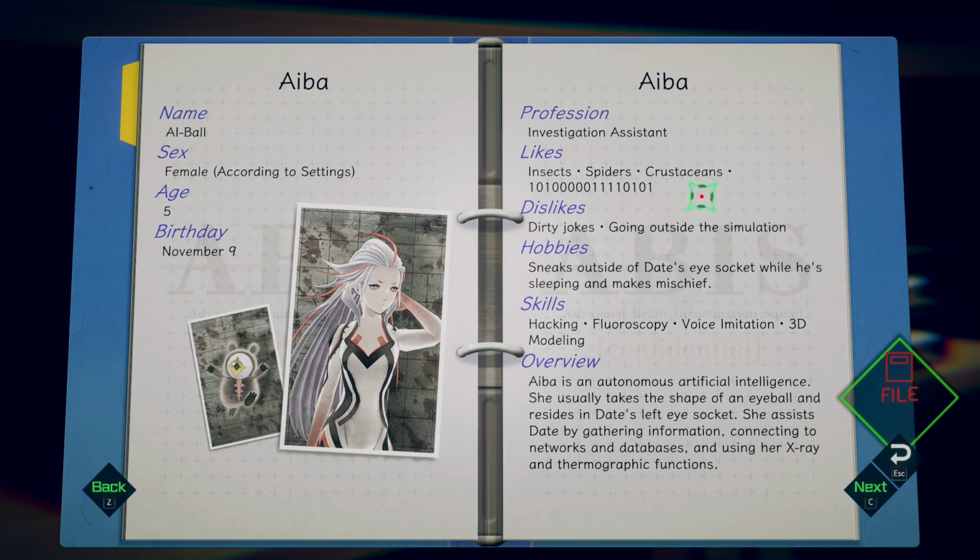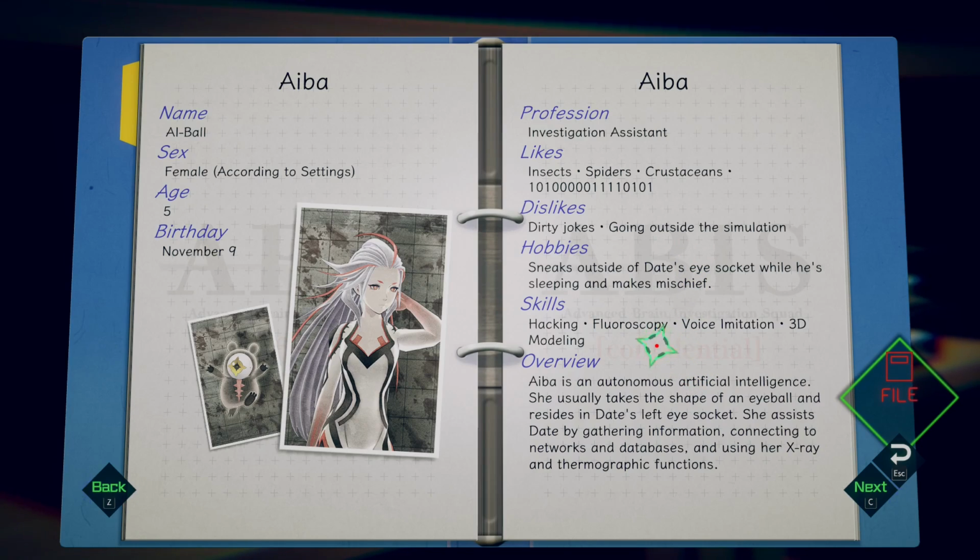I don't know, she seemed to like dirty jokes when we were in Somnium. Either that or she's so oblivious she didn't realize all the dirty jokes going on. Hobbies, sneaks outside of Date's eye socket while he's sleeping and makes mischief. Like, she uploads herself to the internet and makes mischief, or like, his eyeball physically pops out of his head and crawls around. Skills, hacking, fluoroscopy, I think it's actually pronounced. Voice imitation, 3D modeling.